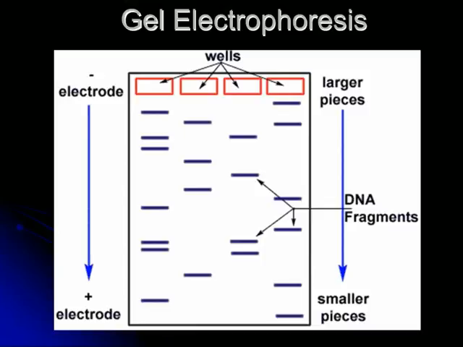We take that mixture of fragment sizes and put them in one of the wells, turn on the power, and that's going to cause the particles of DNA to move through the gel. The larger molecules, because they are bigger and clunkier, don't go as far, and the smaller particles, which can move faster, actually go further through the gel. And so that starts to spread them out and sort them by size.